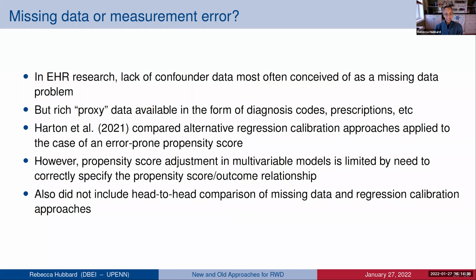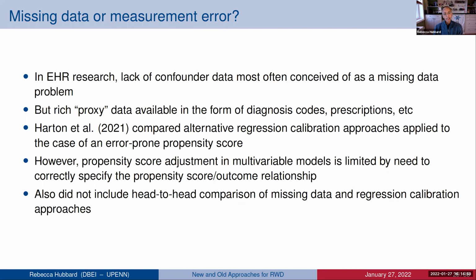So although the gold standard confounder information that we wish we had is often not available, there's a lot of proxy information in the form of diagnosis codes, prescriptions, and utilization information. So if we think of those codes and additional information as being proxies, imperfect surrogates for the gold standard confounder information that we wish we had, then we could alternatively conceive of this as a measurement error problem.